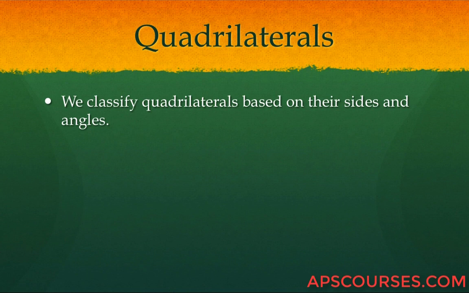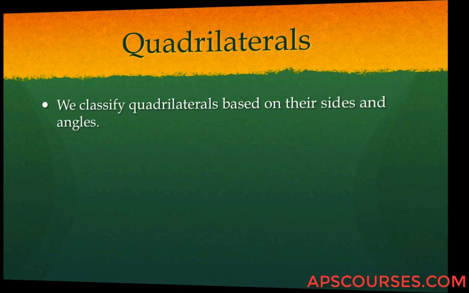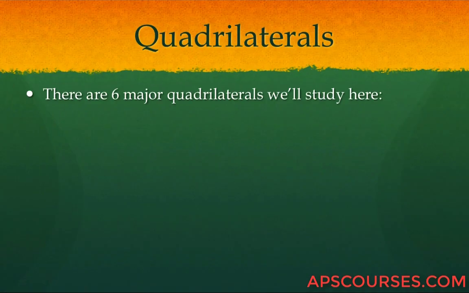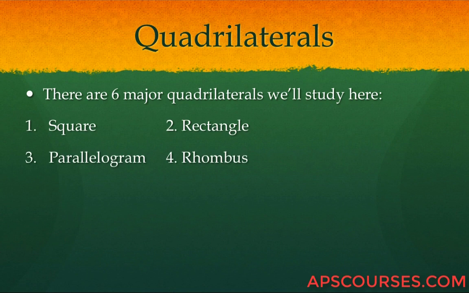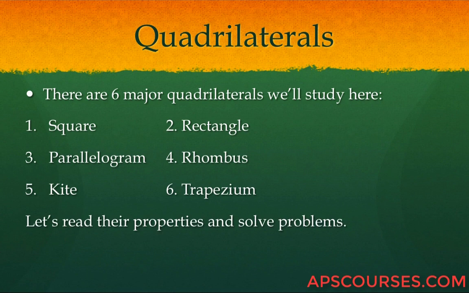Quadrilaterals. We classify quadrilaterals based on their sides and angles. There are 6 major quadrilaterals that we shall discuss here: square, rectangle, parallelogram, rhombus, kite and trapezium. We shall read their properties and solve problems.